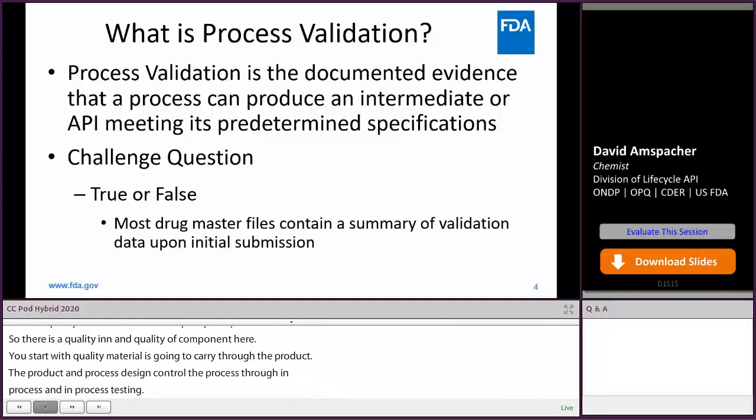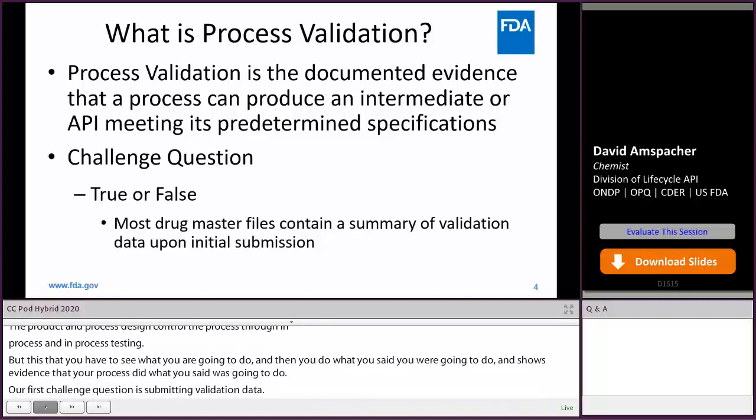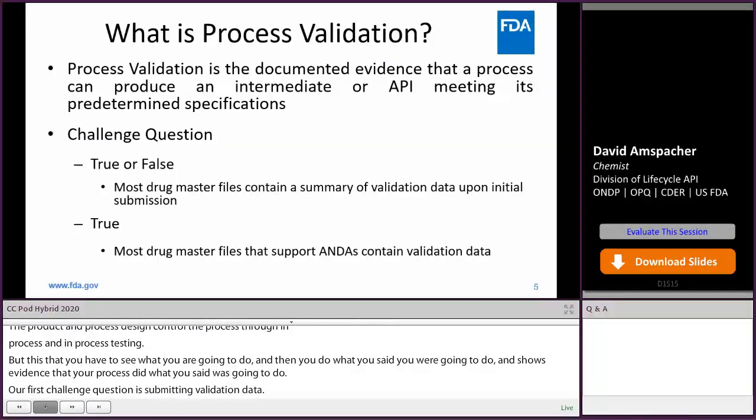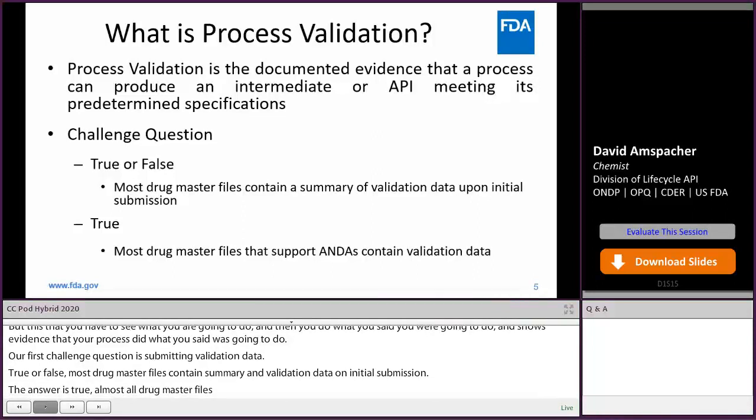For our first challenge question, we'll ask about manufacturers submitting validation data. True or false? Most drug master files contain a summary of validation data upon initial submission. The answer is true. Almost all drug master files that are submitted contain validation data. Sometimes a drug master file is submitted before the validation is completed, which is possible. A drug master file can be submitted without validation data, but we'll ask you for it if it's not part of the DMF.